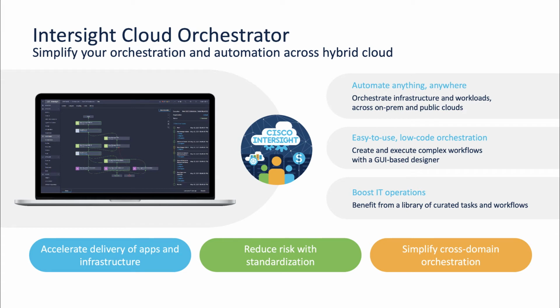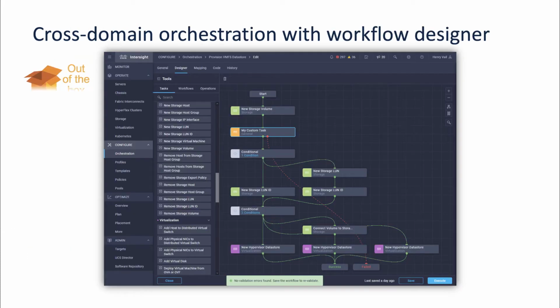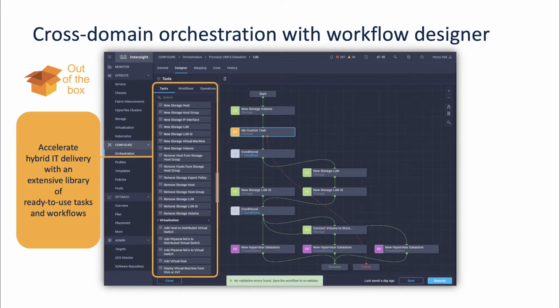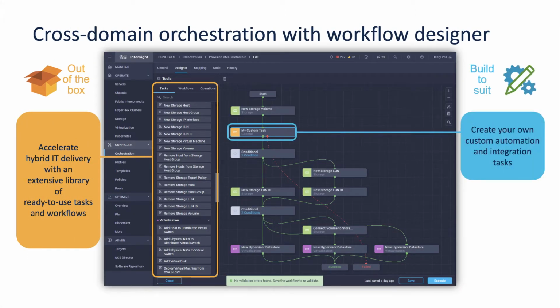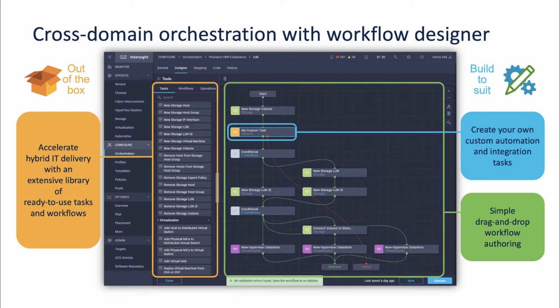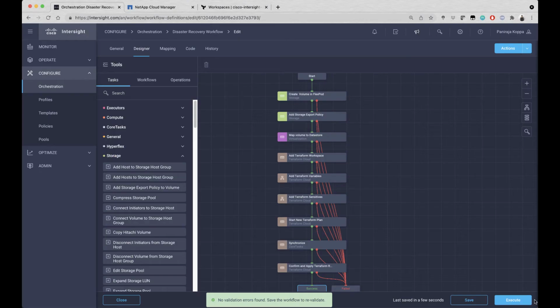Intersight Cloud Orchestrator works at the heart of this cloud operating model. It simplifies orchestration and automation for infrastructure across hybrid cloud by providing an easy-to-use workflow designer. Based on a library of curated multi-domain tasks, it enables users to create workflows with just drag and drop. This enables quick and easy automation and deployment of any infrastructure resource, taking away some of the complexity of operating your hybrid IT environment. Let's look at the workflow we created.